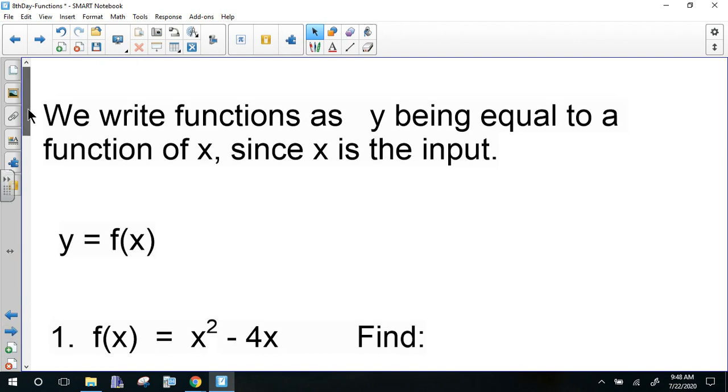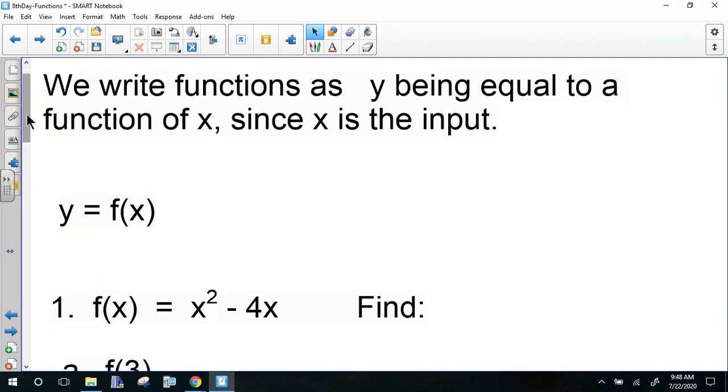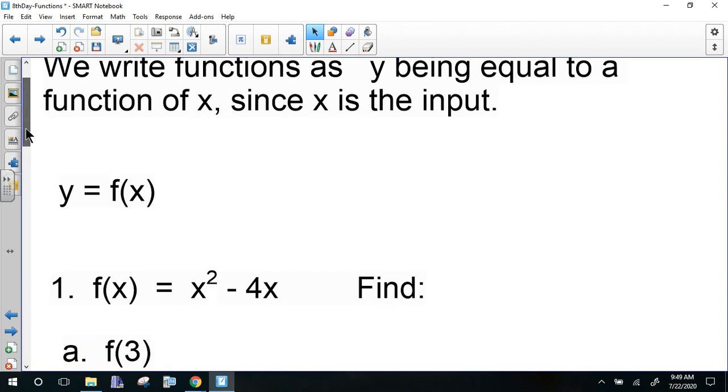We can write functions as y being equal to a function of x, since x is the input. So sometimes you'll see y equals, sometimes you'll see f of x equals, and these two are the same thing. We use f of x because we're going to be plugging some numbers in and getting answers for x.